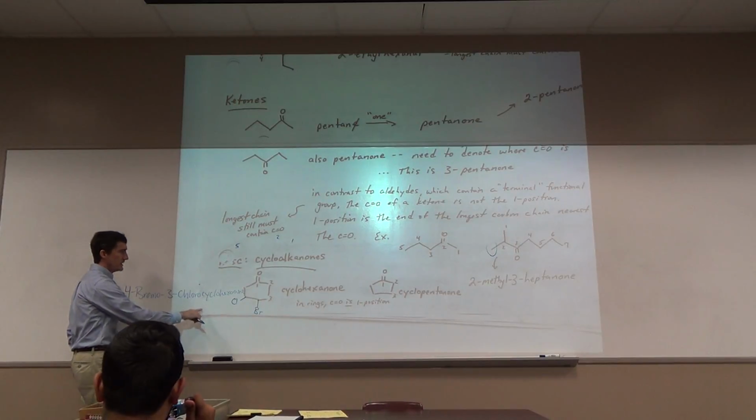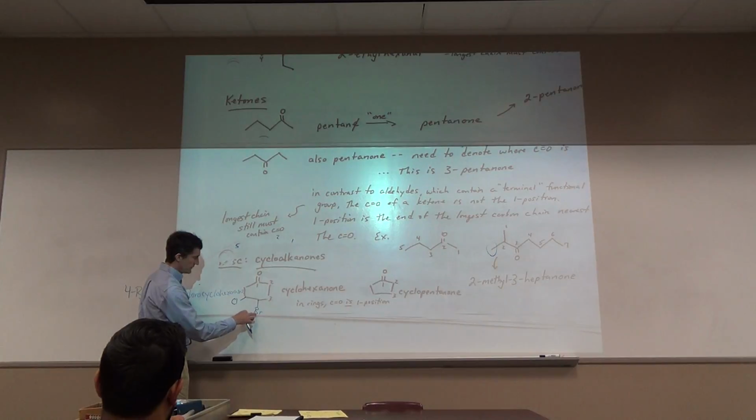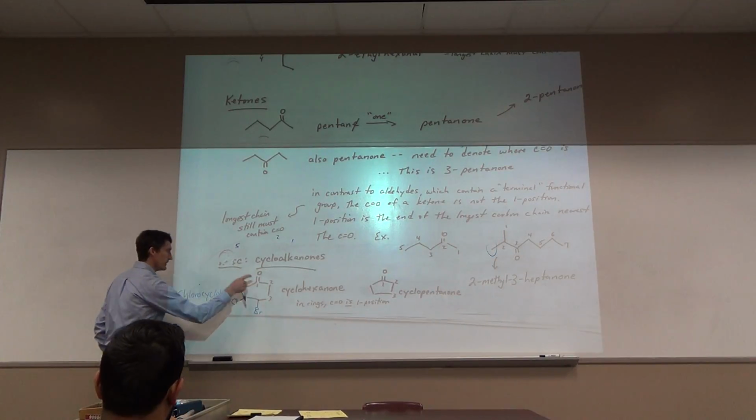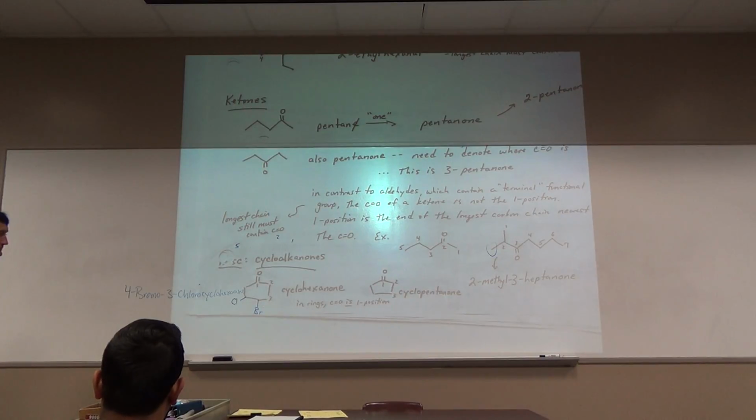You don't need the 1. You might say, well, shouldn't substituents get the lowest numbers? Shouldn't it be like 1, 2, 4? No. Carbonyl is the 1 position. From there, we give substituents the lowest numbers.